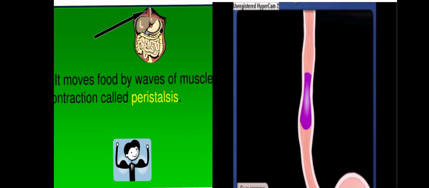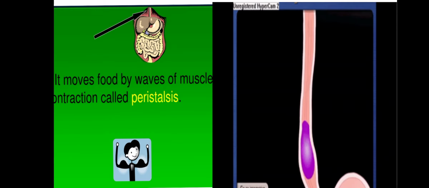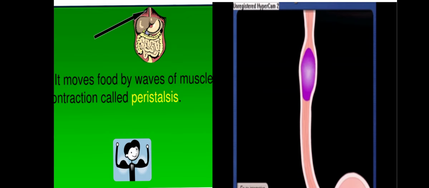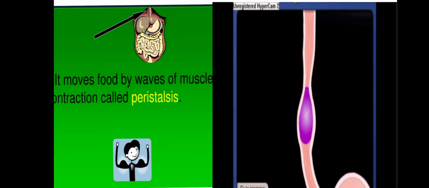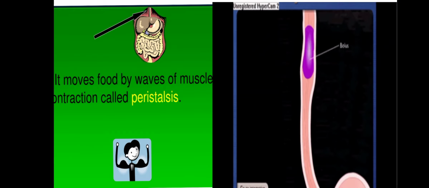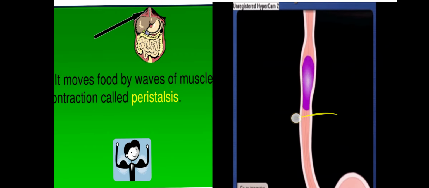It moves food by waves of muscle contraction called peristalsis. Once the food is present inside the mouth and mixes with saliva, making the food soft and moist, that food is known as bolus.